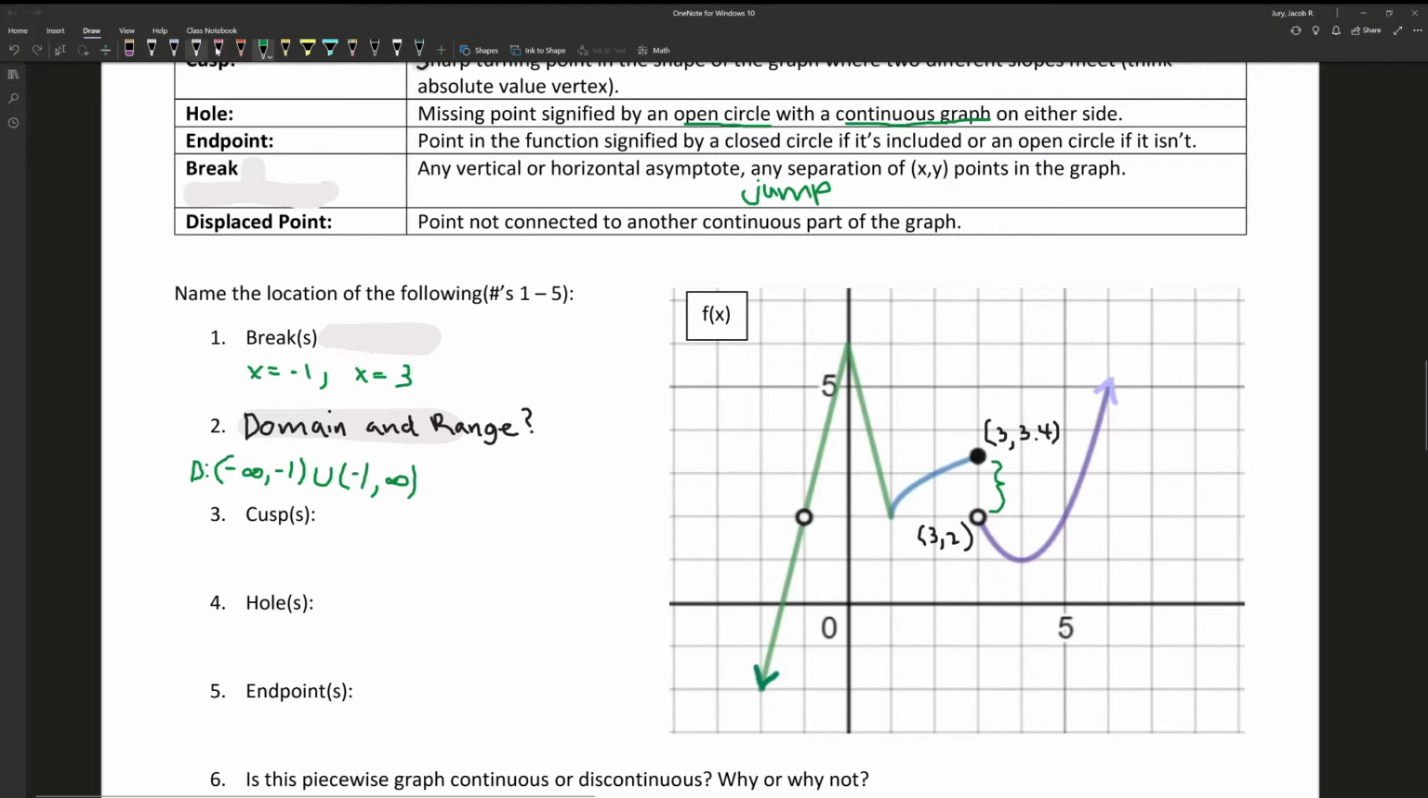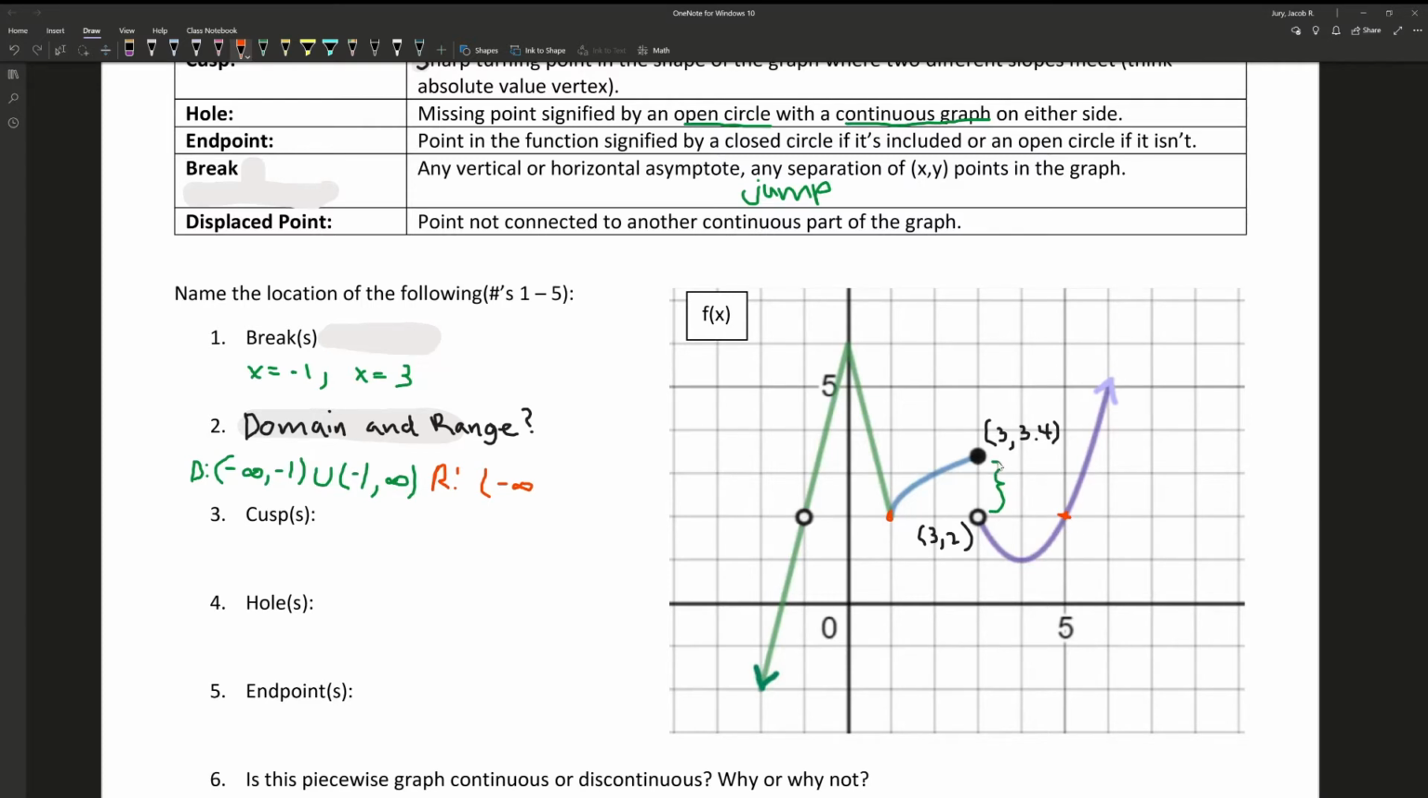And then our range for this function is going to go from the bottom, and we'll work our way to the top. Negative infinity is in our range, and we look at our breaks and we say, okay, is this y value included? Is it included anywhere else? Yes, it's included here, and it's also included here. So that y value is in our range.